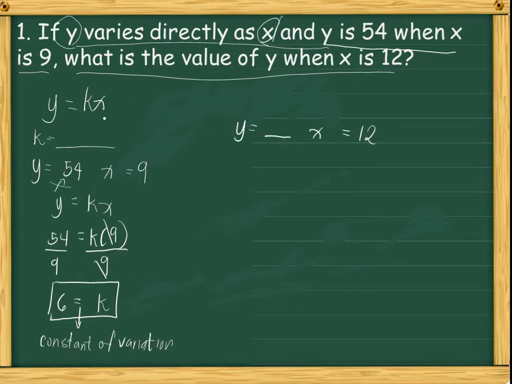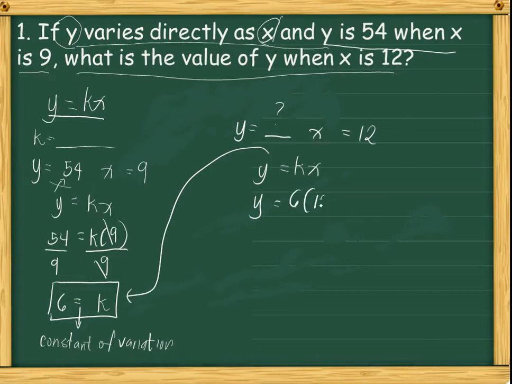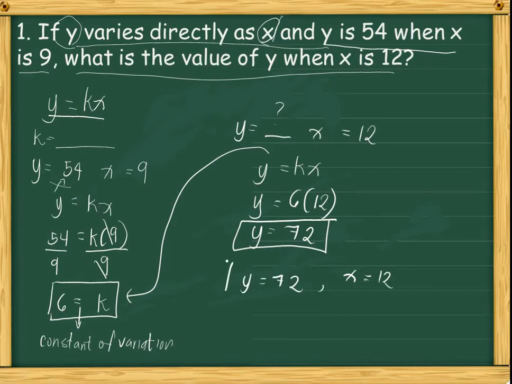So again, same equation again. Y is equals to kx. Wala tayong value ni y. So, copy lang si y is equals to k. Ano ba ang value ni k? So, k is equals to 6. Ayun po yung nasolve natin kanina. So, y is equals to k times the value of x which is 12. So, y is equals to 6 times 12 is 72. So, ang sabi dyan, kung si x daw ay 12, then si y natin ay may value na 72.